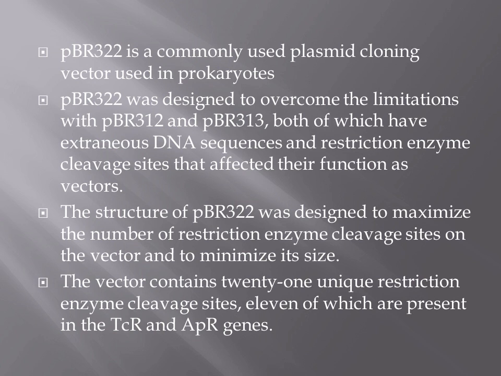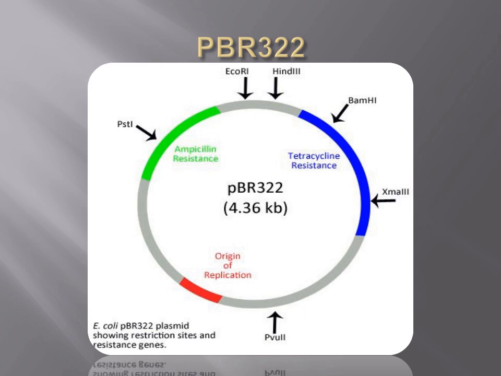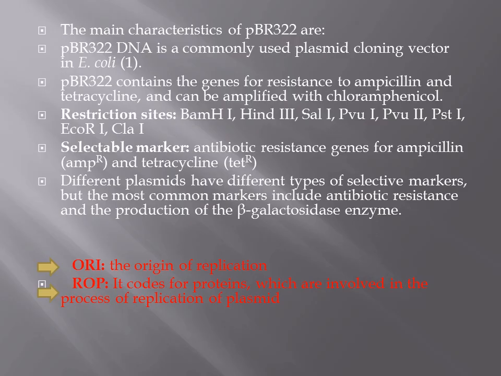The vector contains 21 unique restriction enzyme cleavage sites, 11 of which are present in the TetR and AmpR genes. This is the structure of pBR322. It has special marker genes for ampicillin and tetracycline, and, like every plasmid, an origin of replication and other restriction sites. The main characters of pBR322 are as follows.